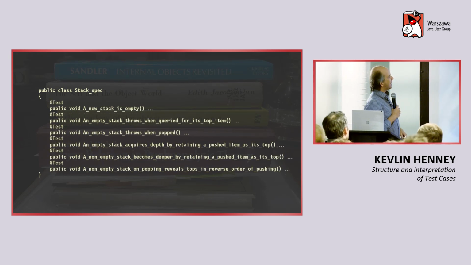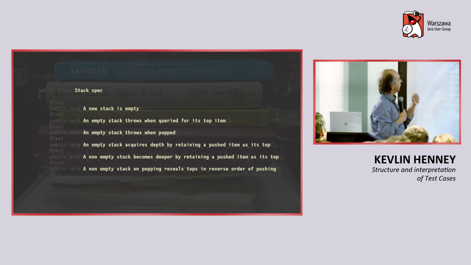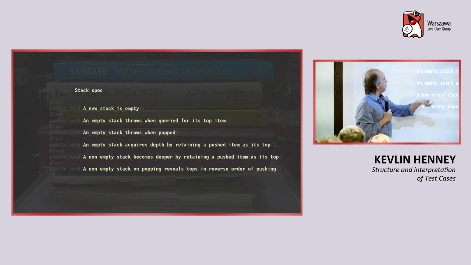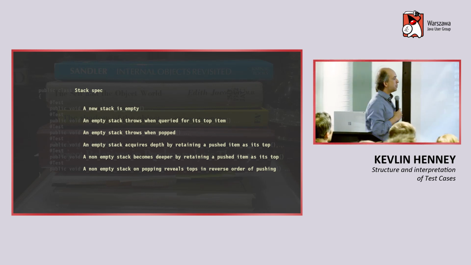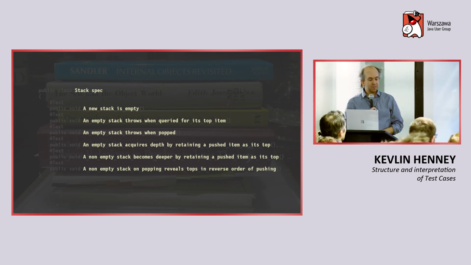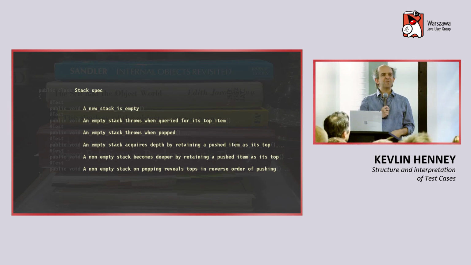Okay, so here's what my stack looks like. A new stack is empty. An empty stack throws when queried for its top item. In fact, we can apply that. An empty stack throws when popped. An empty stack acquires depth by retaining a pushed item as its top. A non-empty stack becomes deeper by retaining a pushed item as its top. A non-empty stack on popping reveals tops in reverse order of pushing. This is fantastic. We've actually got a full life story of a stack.